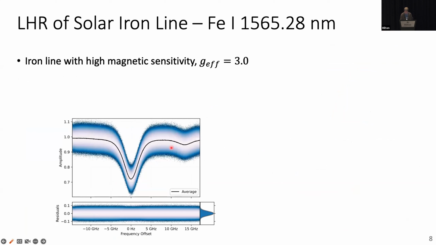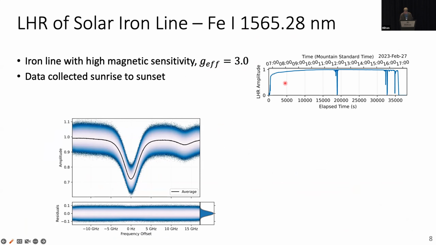Plotted here is an example of the kind of data we get. The particular line we're looking at most is part of the iron spectrum at 1565 nanometers. It was chosen for its high magnetic sensitivity, which is useful for probing solar activity. As seen in a plot of the recorded LHR amplitudes, we were able to take data from sunrise to sunset, or at least until the sun hits the mountains behind Boulder.